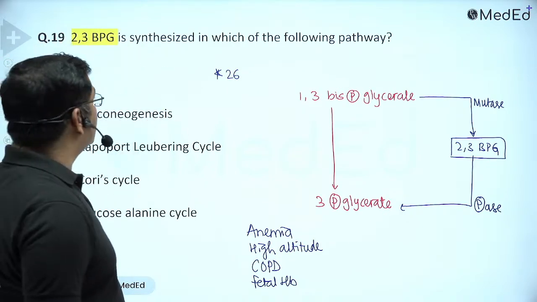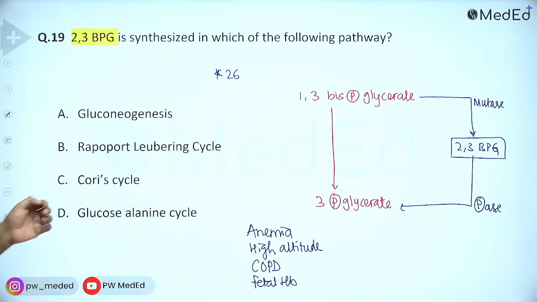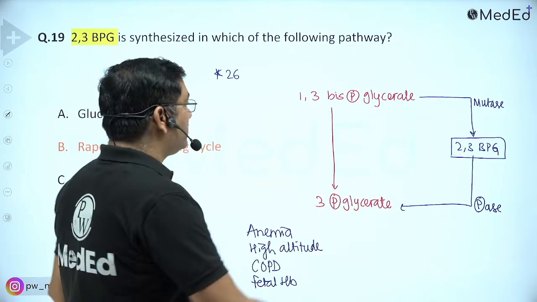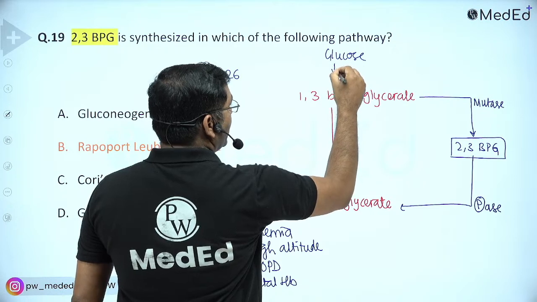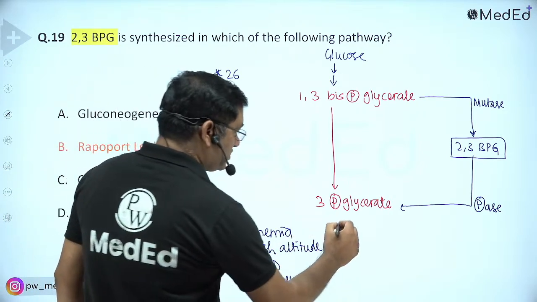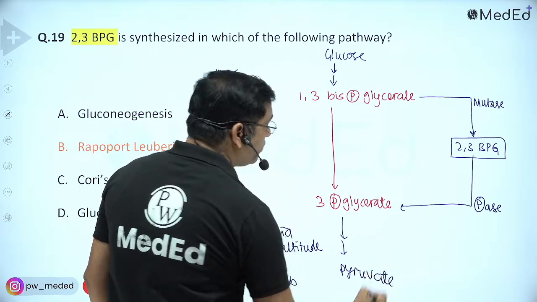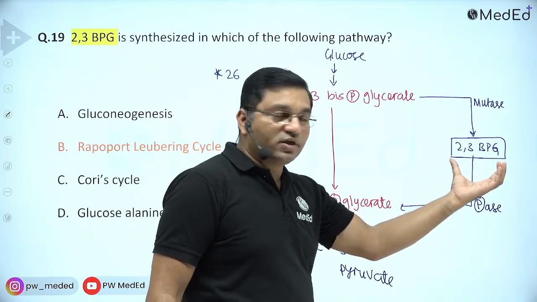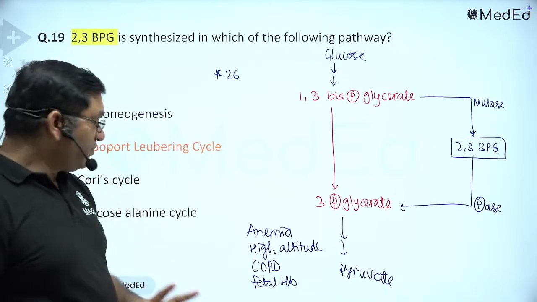2,3-BPG is synthesized in which of the following pathways? So here the answer is Rapoport-Luebering cycle. This is glycolysis. See, glucose is converted through various steps into 1,3-bisphosphoglycerate, and this is converted into pyruvate. There is an alternate route for the glycolysis in which generation of 2,3-bisphosphoglycerate occurs, that is known as Rapoport-Luebering cycle.